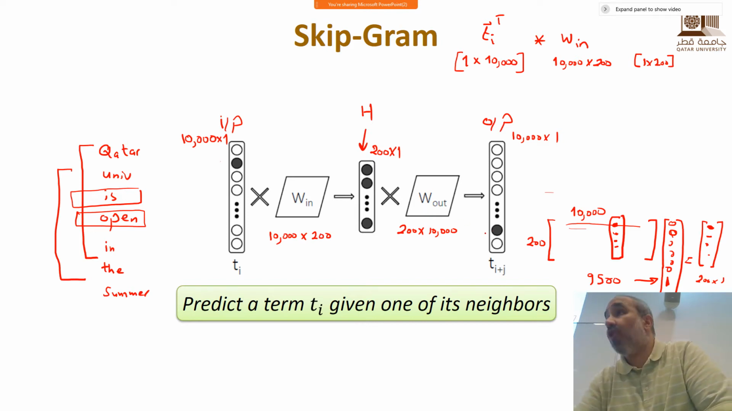It's not a simple situation, it will be always, right? Because here the output is always one hot. So when we multiply it by this matrix, we will get the column corresponding to this one. So we'll get this one, which we call the out embedding of ti plus j.